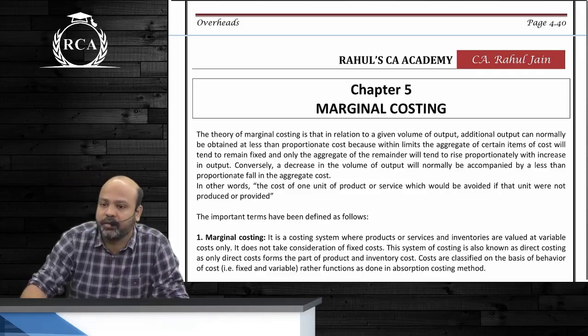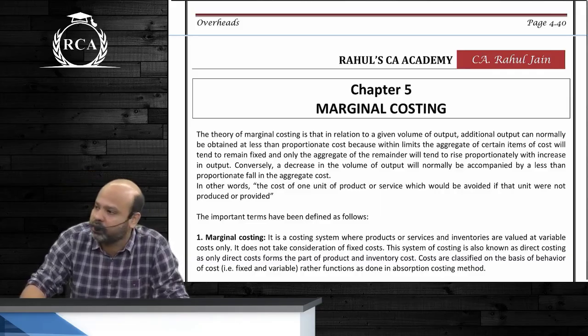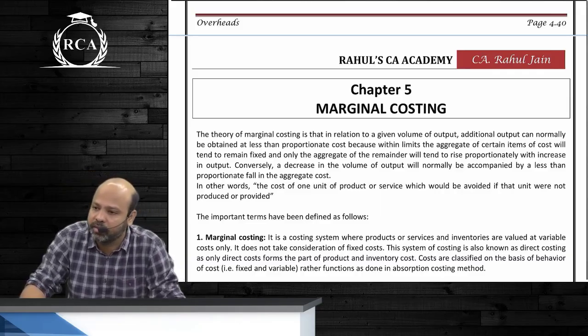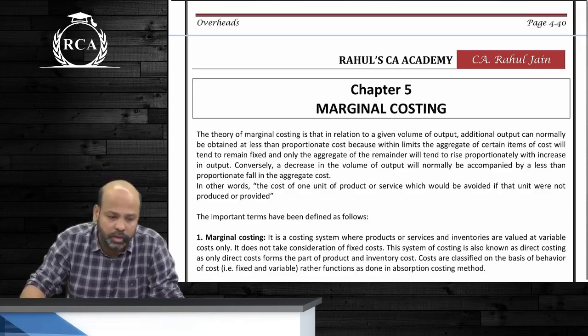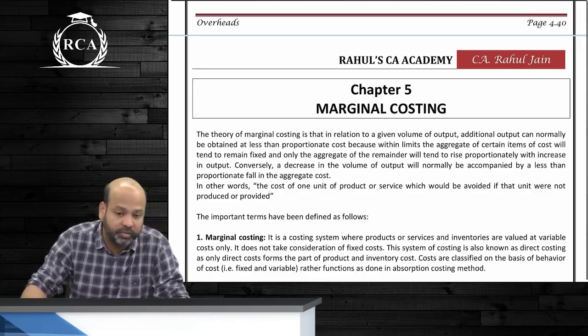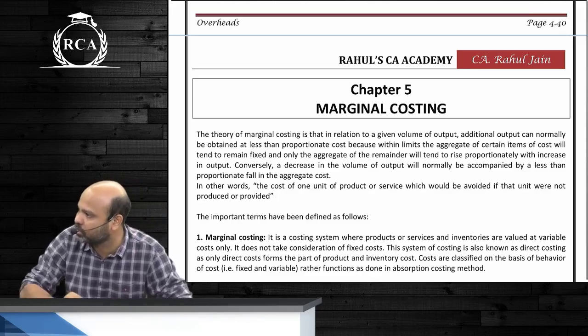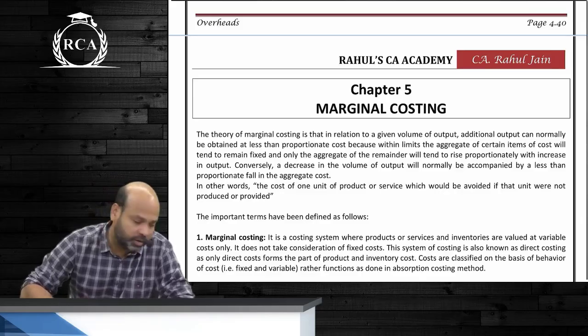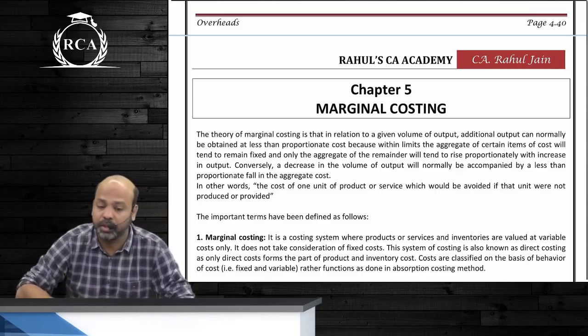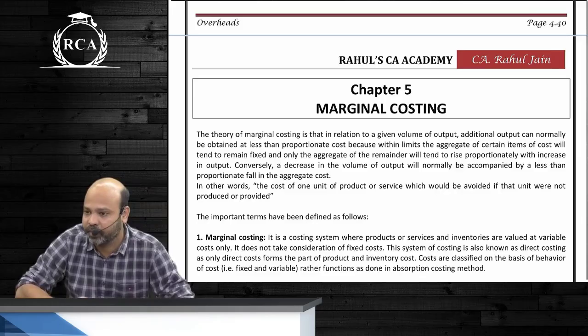Only variable manufacturing expenses. Absorption costing, on the other side, tells us that we are supposed to include both variable as well as fixed manufacturing expenses. What we normally follow is always and always absorption costing and not marginal costing. Marginal costing is used in real life for the purpose of decision making.